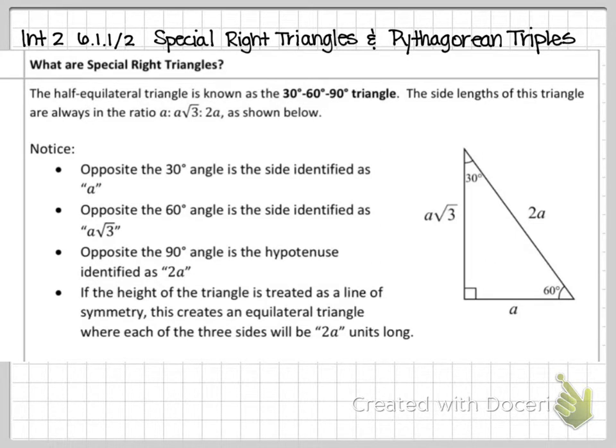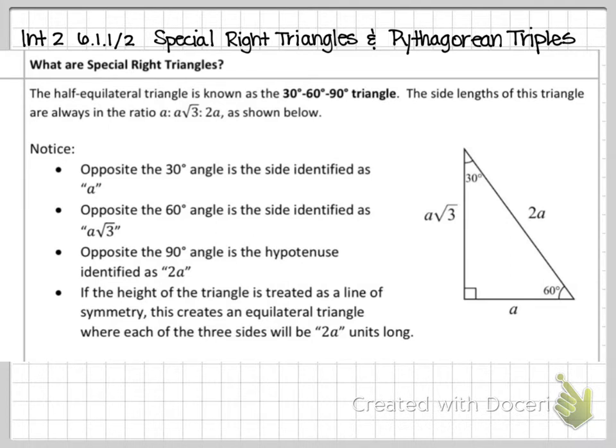So the notes for Integrated 2, 6.1.1 and 6.1.2. We're going to talk about special right triangles and, on a much more minor level, the idea of a Pythagorean triple. One of the things that you already experienced in the assignment was the idea of trying to construct a 30, 60, 90 triangle.